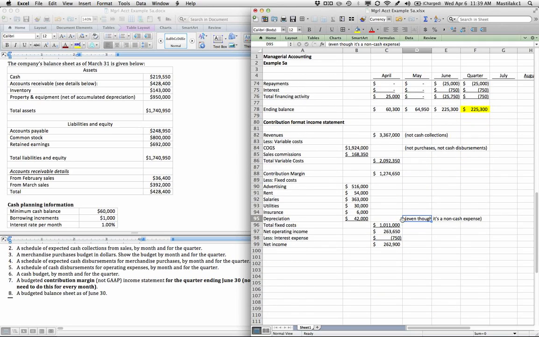With those warnings and caveats, this is our contribution format income statement. Now you could just as easily do a GAAP income statement, and really what you would do there is you'd move your sales commissions down to a selling general administrative category. Your total net income would be the same. But for consistency with how we present stuff in this course, with an emphasis on the contribution margin, that's why we have this in this example.